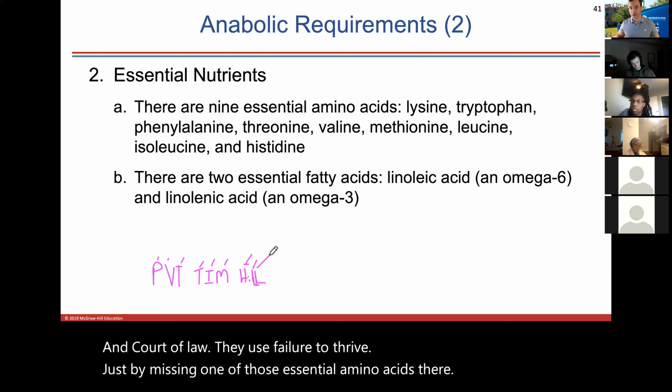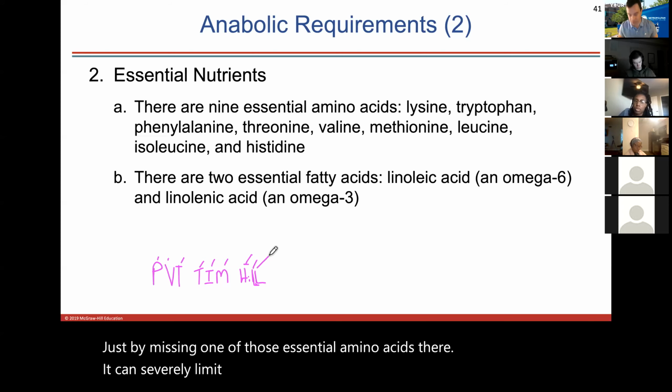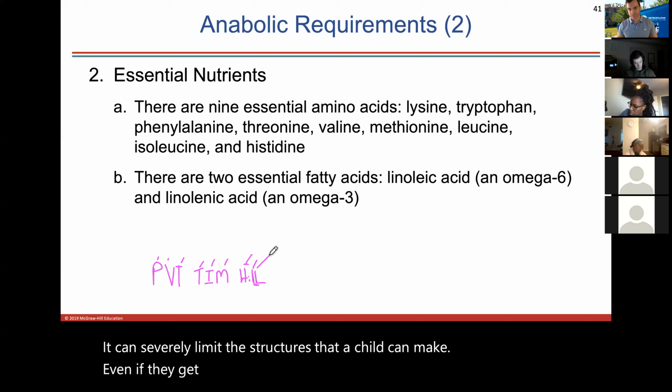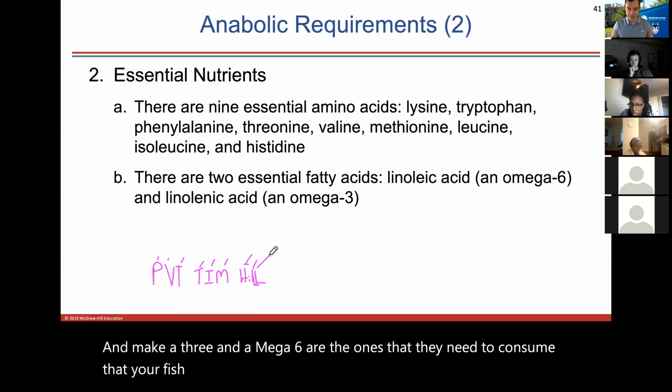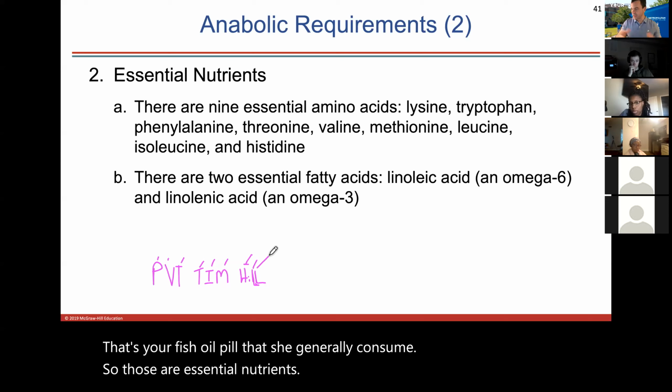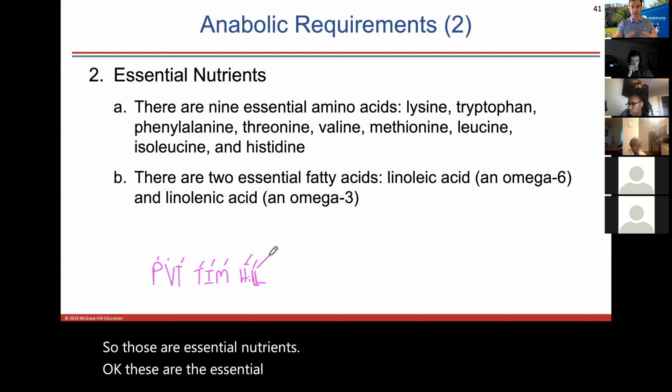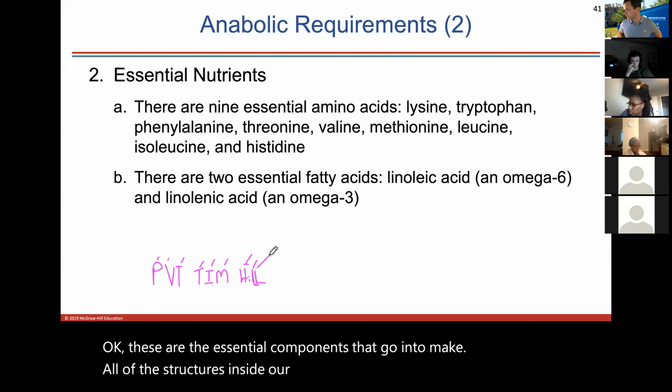It can severely limit the structures that a child can make, even if they get enough fats in their diet. And omega-3 and omega-6 are the ones that they need to consume. That's your fish oil pill that you generally consume. So those are essential nutrients. Okay? These are the essential components that go in to make all of the structures inside our bodies that we've talked about.